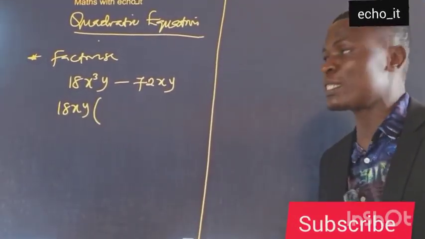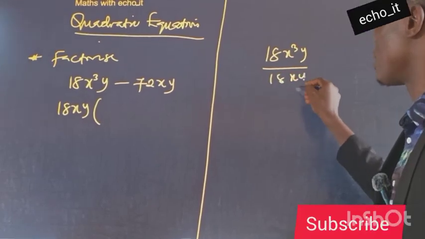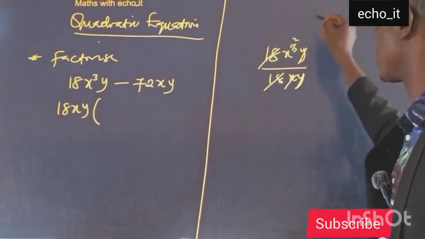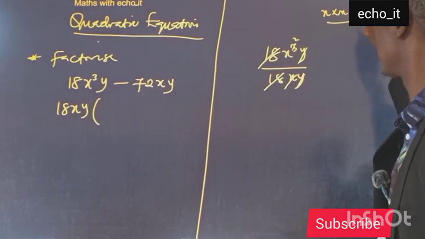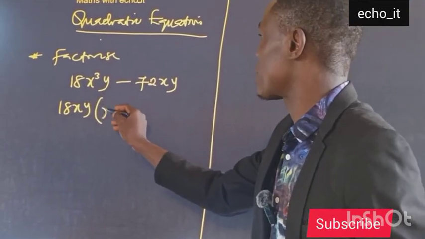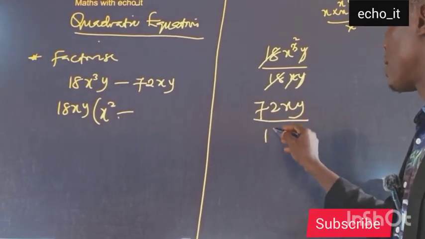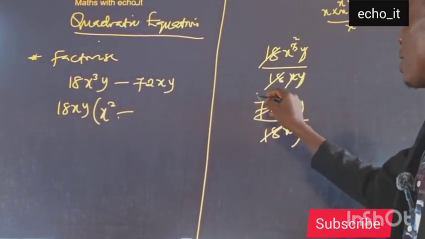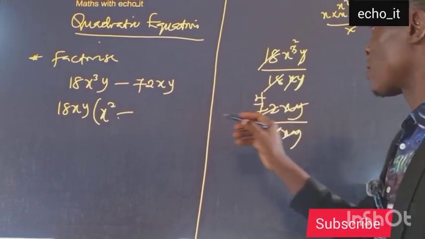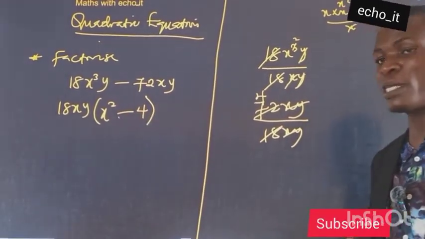When we factor out 18xy, the first term, 18x cubed y divided by 18xy: 18 goes with 18, y goes with y, and x times x times x divided by x leaves x squared. Then 72xy divided by 18xy: 72 divided by 18 is 4, and xy goes with xy. So what we have is 18xy, open bracket, x squared minus 4.